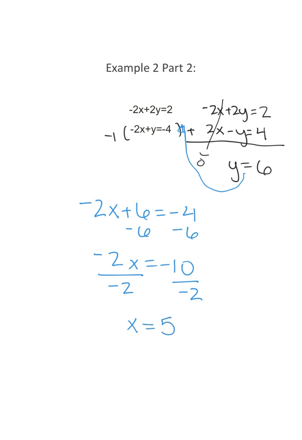This answer must follow the same coordinate formula as before. So x comma y. So the answer is 5 comma 6. And your answer should be the exact same answer as example 2.